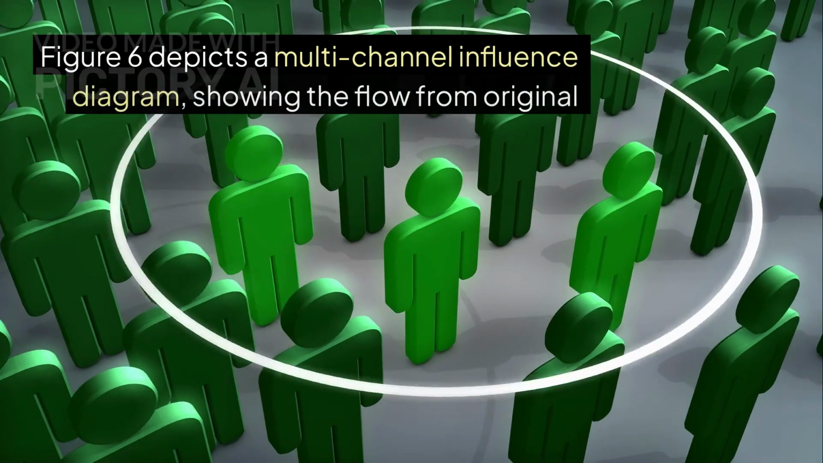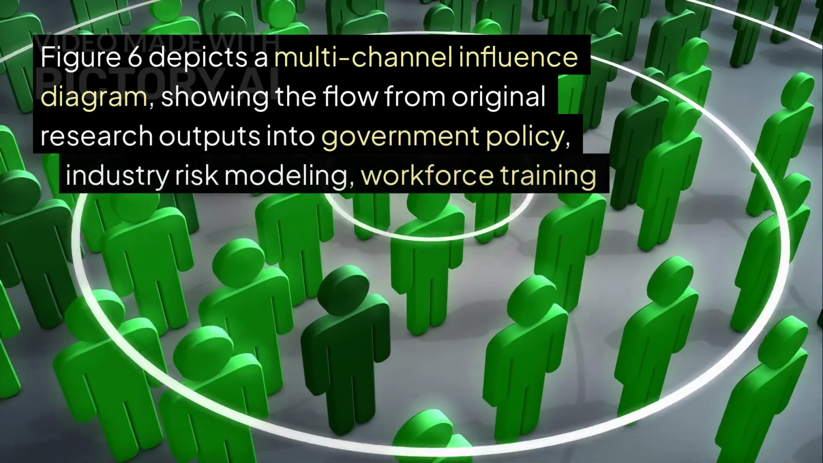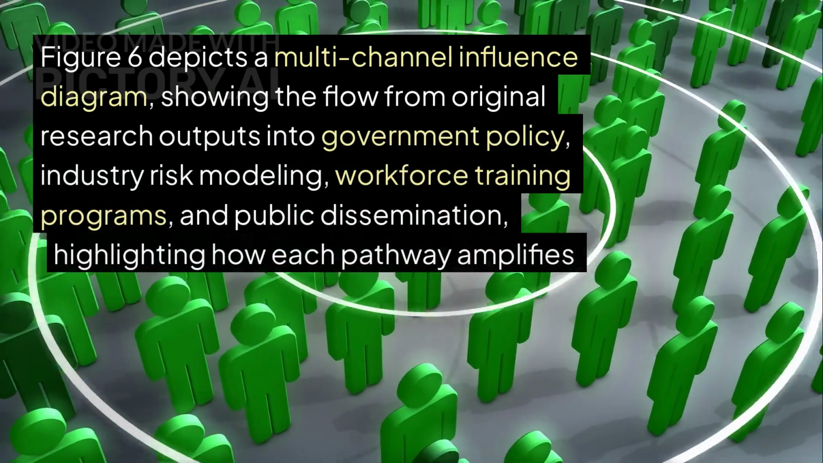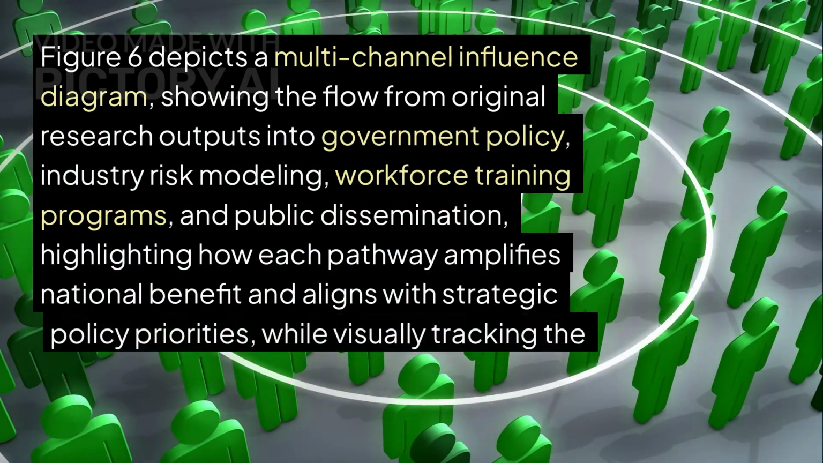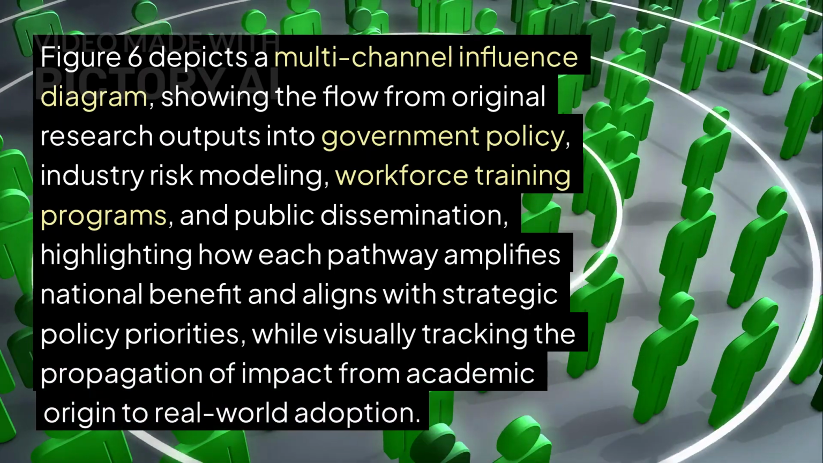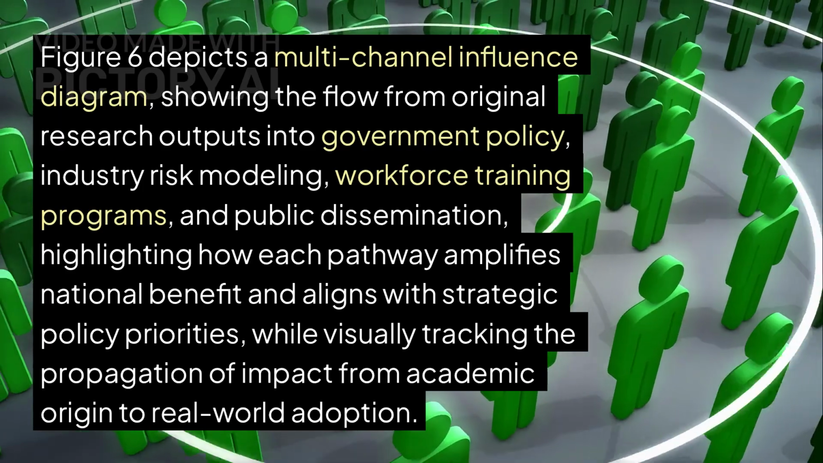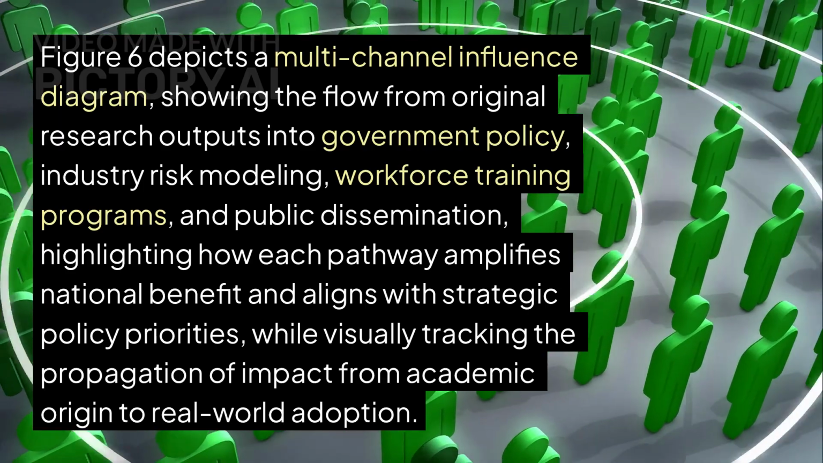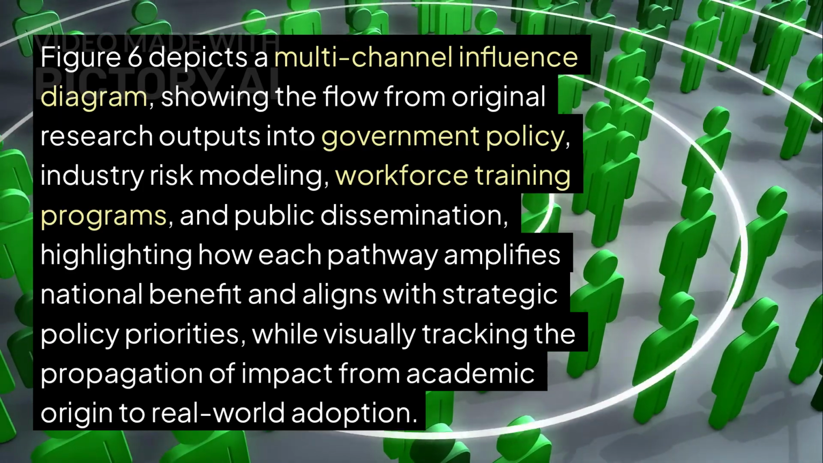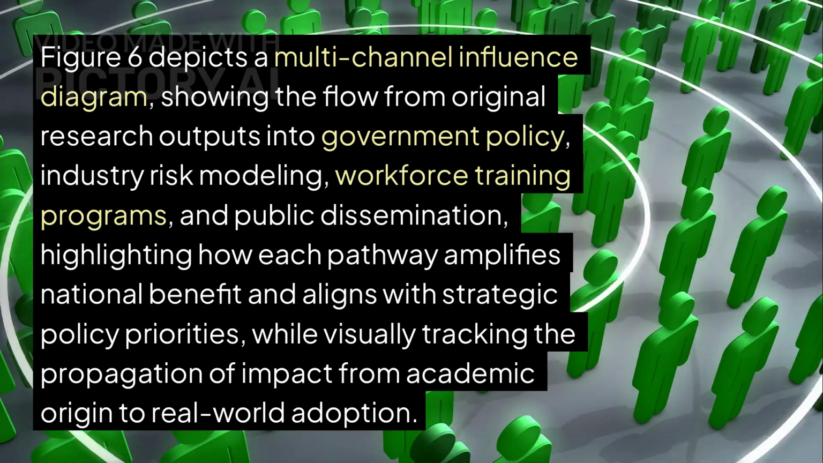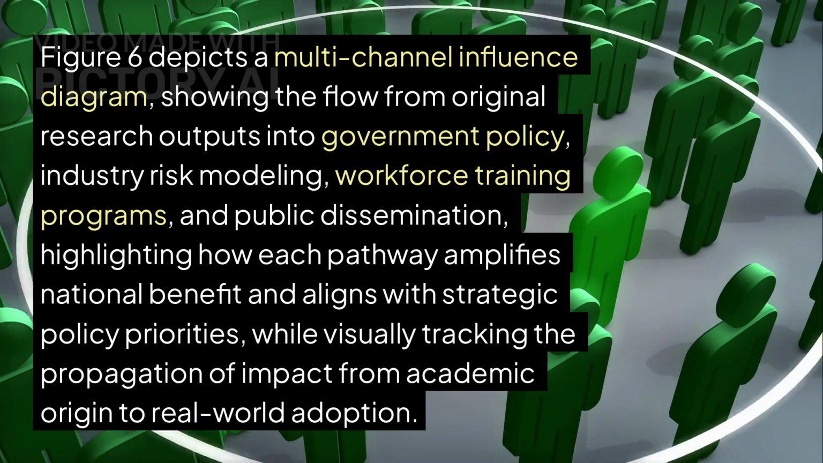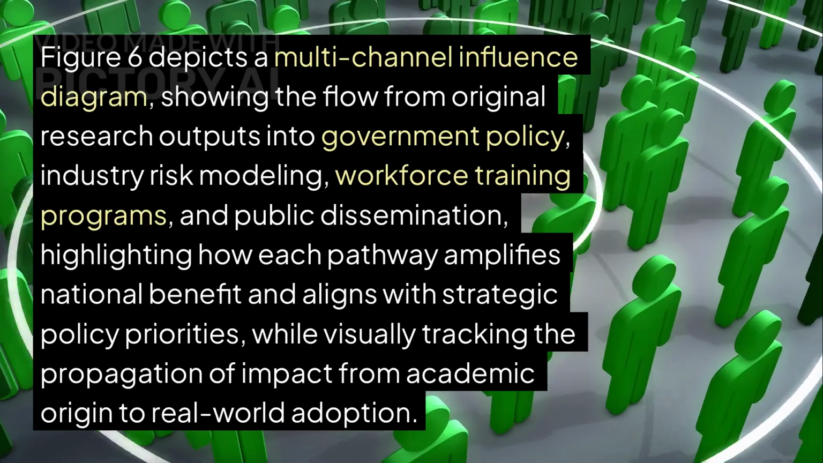Figure 6 depicts a multi-channel influence diagram, showing the flow from original research outputs into government policy, industry risk modeling, workforce training programs, and public dissemination, highlighting how each pathway amplifies national benefit and aligns with strategic policy priorities, while visually tracking the propagation of impact from academic origin to real-world adoption.